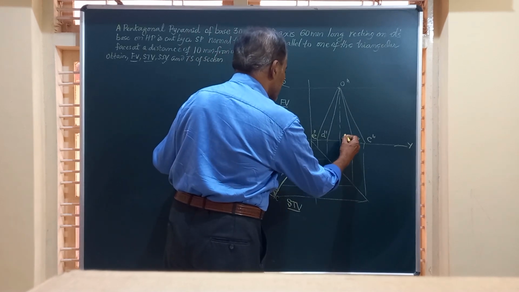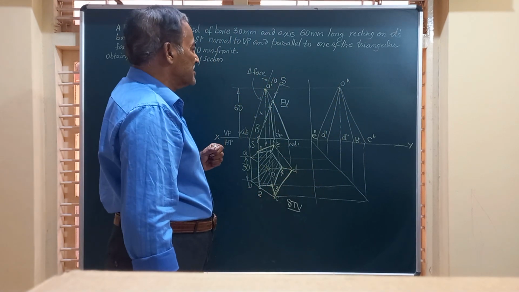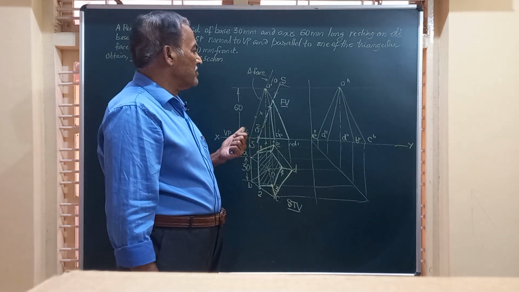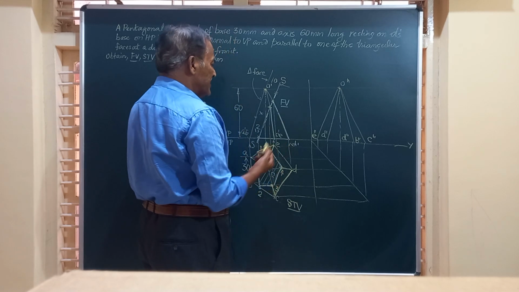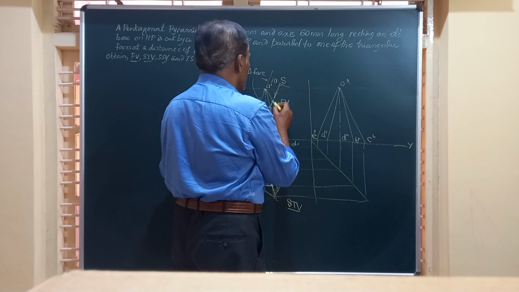You will mark it as D double dash. And this is O double dash. Now friends, you are left with transferring all these points one by one to the end view. You can start from any point you like, there is no problem at all. So let me start from this point.